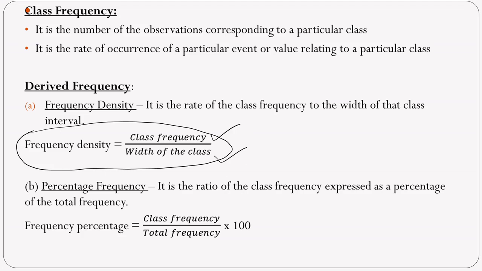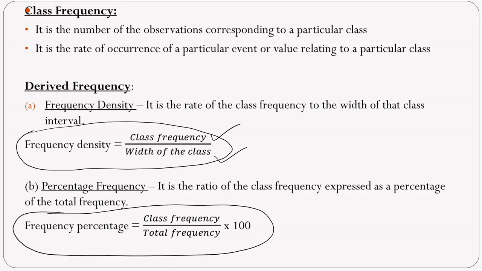The next one we need to know is percentage frequency. It is the ratio of the class frequency expressed as a percentage. Percentage means you need to multiply by 100. So we determine class frequency divided by total frequency into 100, as I am underlining the formula. So you can understand class frequency, derived frequency, frequency density, percentage frequency. I have a small practical example. Now I will show you and explain how it is done.